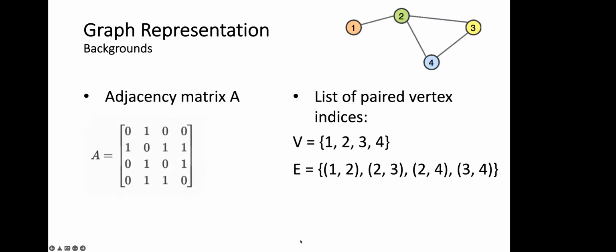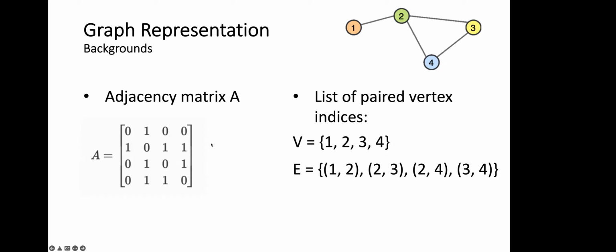After talking about what a graph can represent, let's talk about the next question. How do we represent a graph? The two most common methods to represent a graph structure are an adjacency matrix or a list of paired vertex indices.